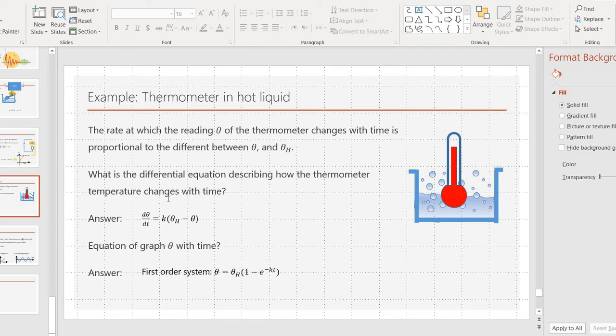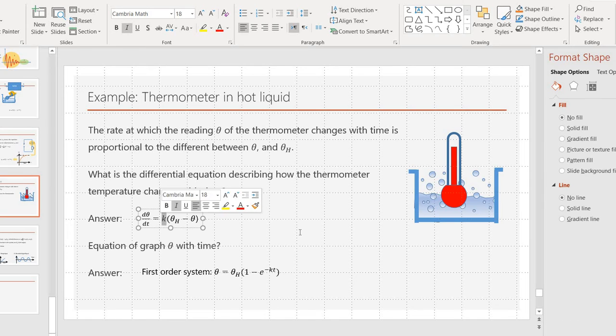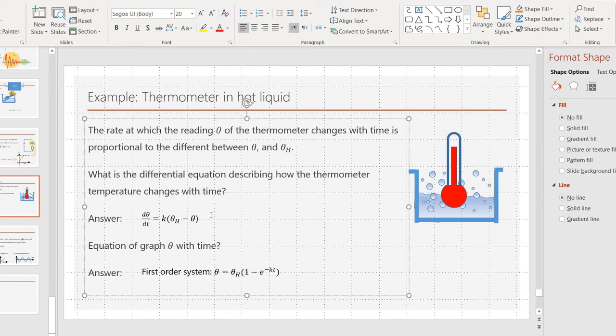So two questions. What is the differential equation describing how the thermometer temperature changes with time? The answer for that is we know that the rate of change of the reading theta of the thermometer, d theta dt, is proportional to theta h minus theta, the difference between the reading and the maximum temperature, and this k is the constant. So this is what we know about the differential equation describing how this thermometer is working.